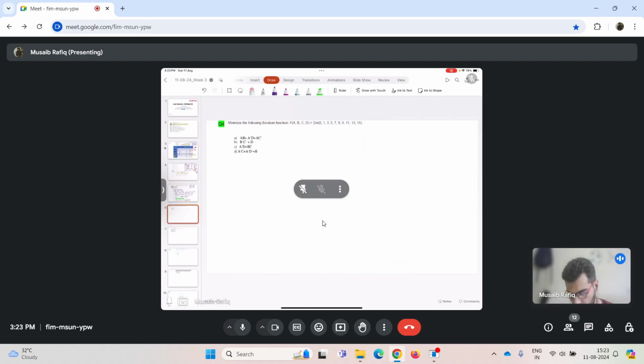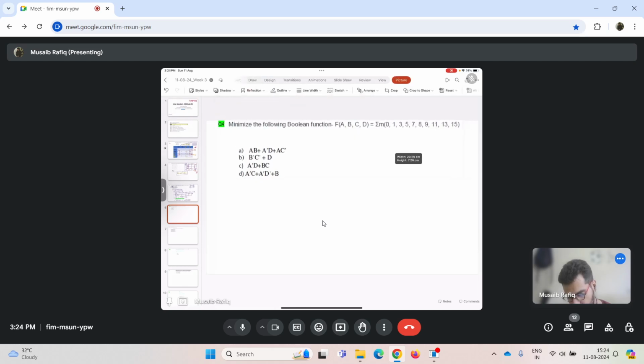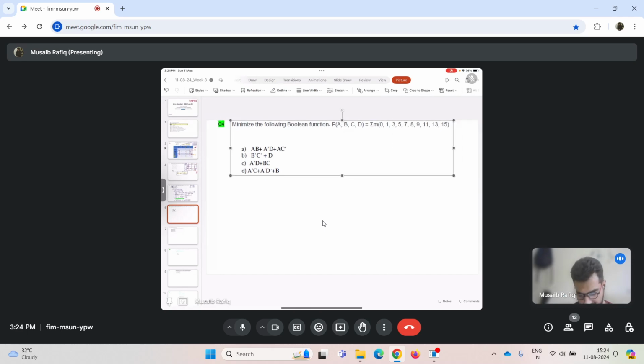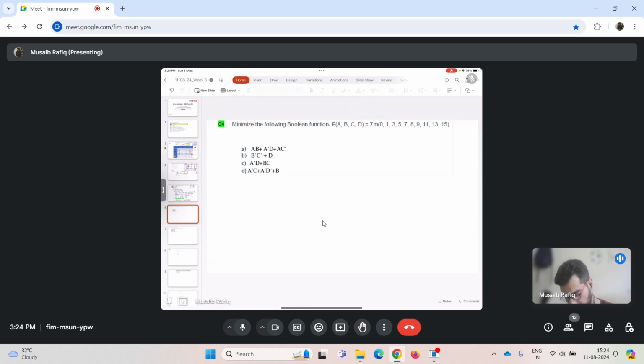Now we'll move to question number 4. This is question number 4. I'll ask you guys to do it first, and then I'll show you the solution. The question asks us to minimize the following Boolean function f of a, b, c, d, that is equal to the sum of minterms 0, 1, 3, 5, 7, 8, 9, 11, 13, 15. I'll give you 5 minutes. I think in less time than that you'll be able to do it, and you can type in your solution.